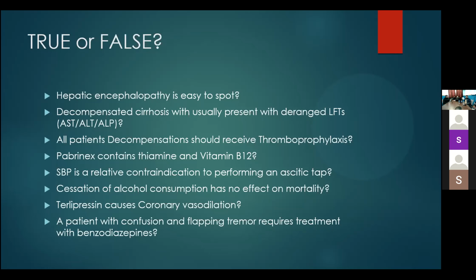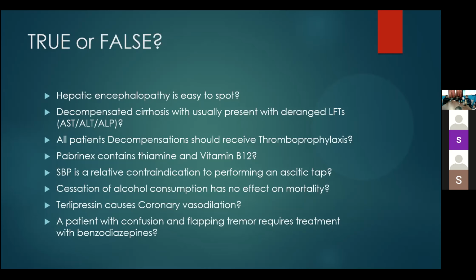All patients with decompensation should receive dalteparin thromboprophylaxis. False. Those patients who have low platelets or active bleeding don't. Everyone else should receive thromboprophylaxis.